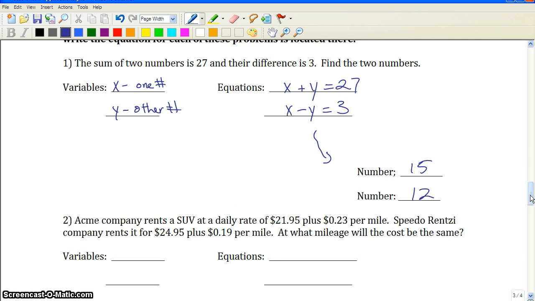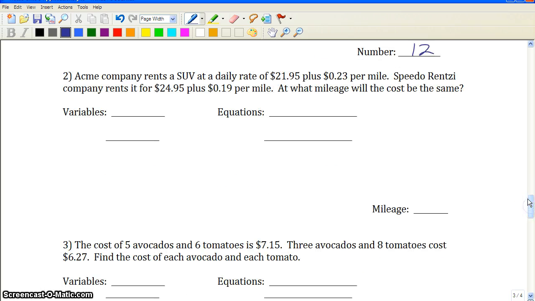So let's take a look at the second question, just the setup here. An SUV company has a daily rate of 21.95 plus 23 cents a mile. By the way, this one's identical to one that's in your notes. The question is, at what mileage will the cost be the same? We have a cost, and then we have the mileage. So x is the number of miles, and y is the cost.